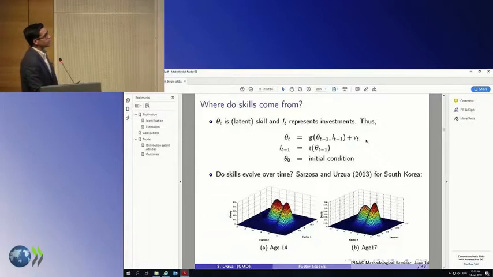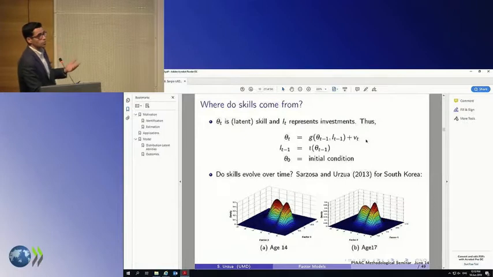You can think of the factor in period T, or this unobserved skill in period T, as a function of your skill levels in T minus 1, investments between T minus 1 and T, plus some measurement error, a shock. And investments themselves could be a function of these unobserved components. And then you have initial conditions.